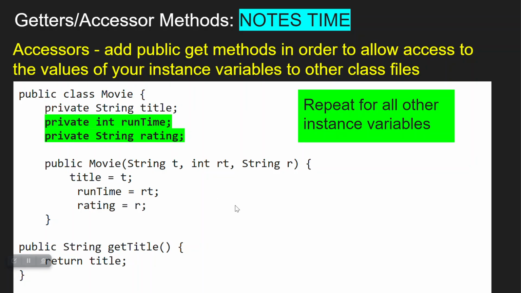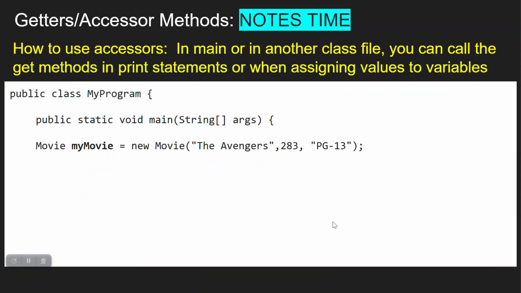So we've got getTitle. We now need public int getRuntime, which will return runtime. And again, that's returning an integer. And then you will need public String getRating, which will return the string called rating. And there you go. It's pretty easy.